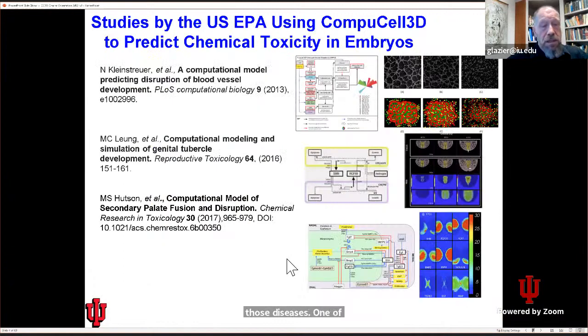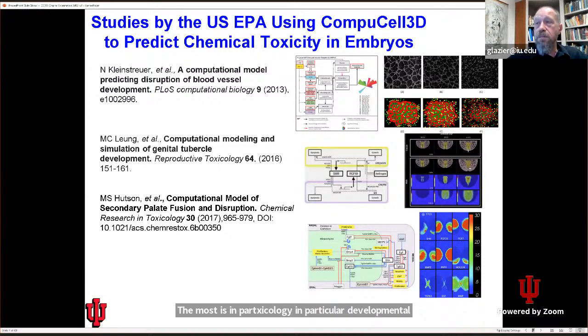One of the places that this kind of modeling has been used the most is in toxicology, in particular developmental toxicology. These are 3 studies published by the US Environmental Protection Agency using CompuCell. The first one was trying to understand how certain chemicals and drugs can perturb blood vessel development in embryos, leading to pathologies, so developmental toxicology.